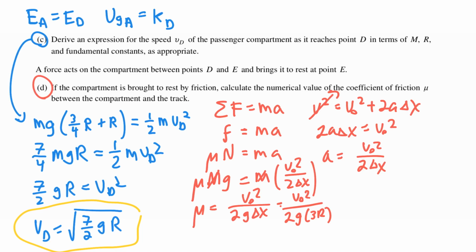Lastly, our expression for Vd, which we derived in part C up above, is the initial velocity between points D and E. If the cart starts at point D and is traveling to point E, then the velocity at point D is the initial velocity. And so in the equation that I have now for the coefficient of friction, I'm going to substitute my expression for Vd. So square root of 7/2 gr, we'll eventually square that. And in the denominator of this fraction, I have 6gr.